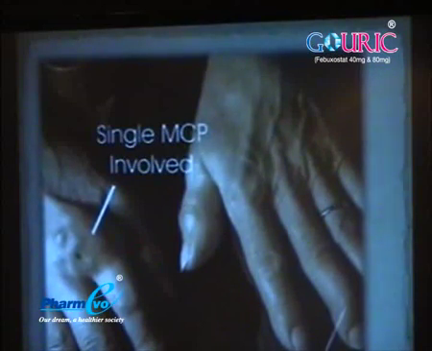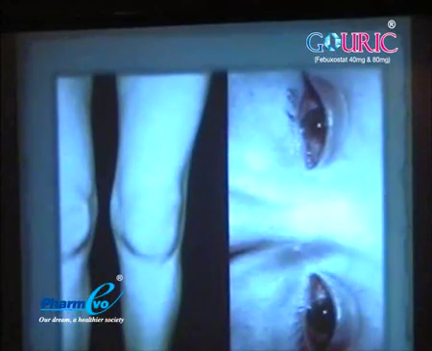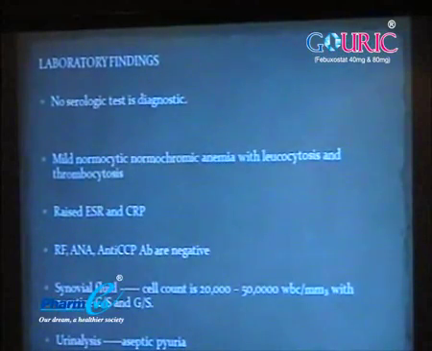Involvement, that is, the inflammation is there. This is scleritis. There is no serologic test that is diagnostic, and mild normocytic normochromic anemia and leukocytosis may be there.